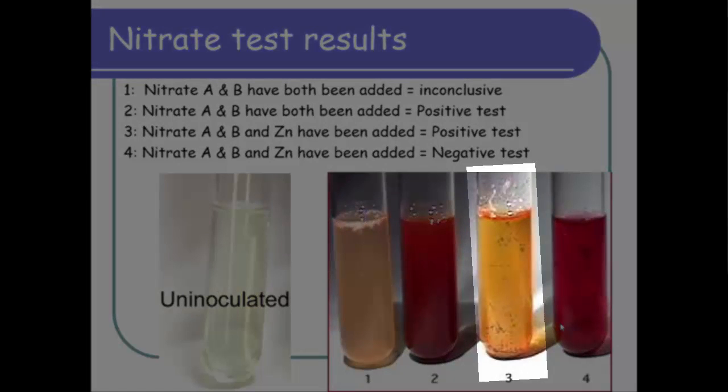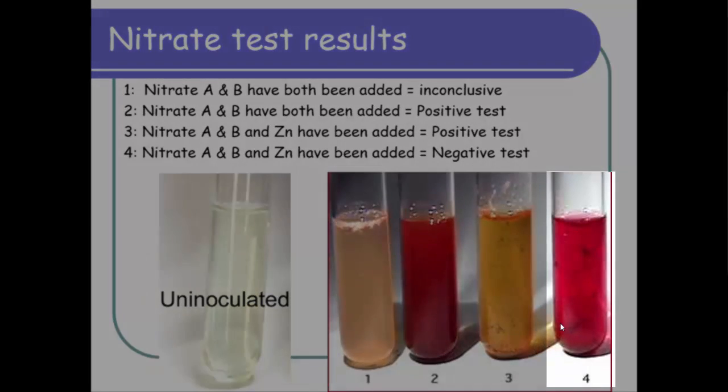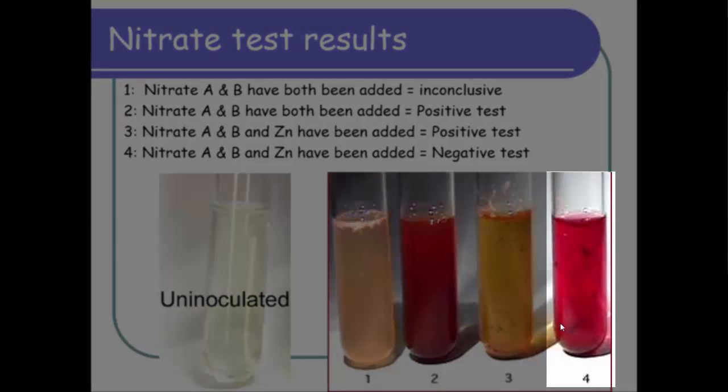However, if you have tube number 1, you then must add zinc. If tube number 1, after adding zinc, remains yellow, as in tube number 3, the nitrate test is a positive test, but if at this point the tube turns red after nitrate A and B and zinc have been added, as in tube 4, this is a negative test.